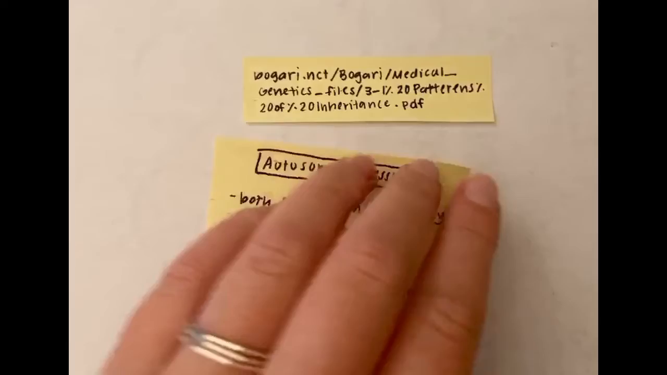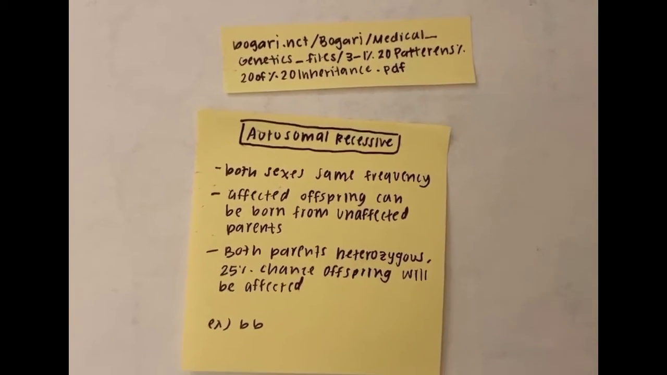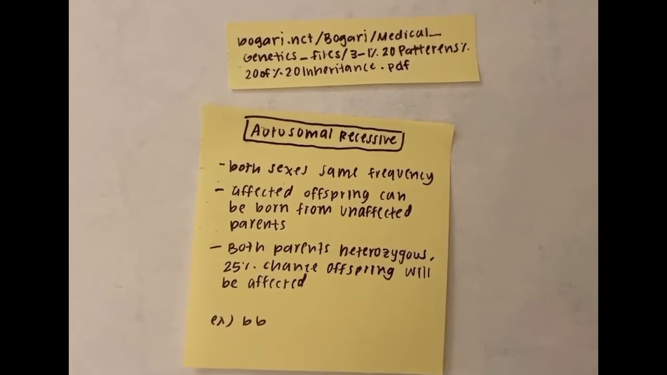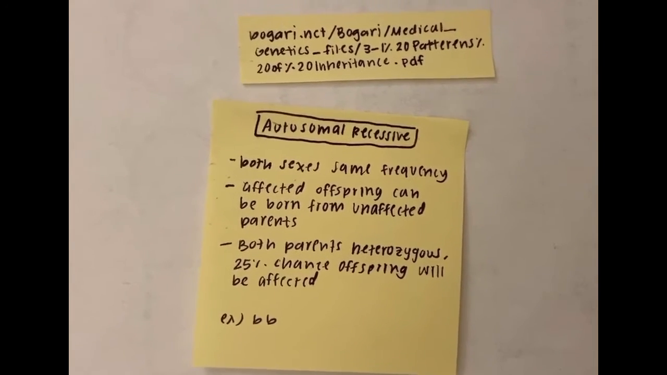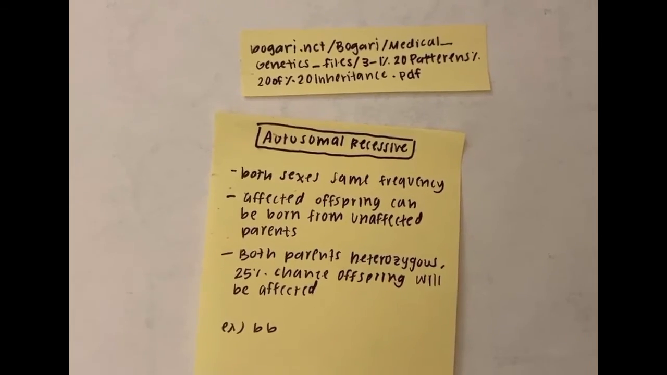Next we have autosomal recessive, where both of the sexes also share the same frequency, and it is possible that affected offspring can be born from unaffected parents. If both parents were to be heterozygous, there is a 25% chance that the offspring would be affected. An example of this would be little b for recessive.